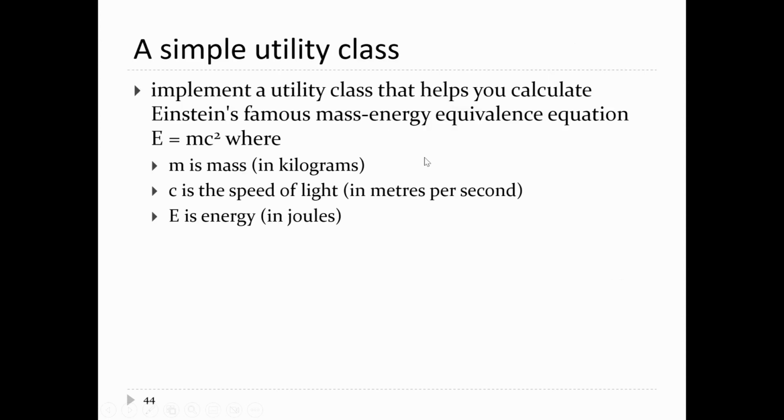Okay, so let's create an example of a utility class. This is a very simple class. It's got one field and one method. Utility classes are really easy to make. Everything's static. I want to make a utility class that helps you calculate Einstein's mass energy equivalence formula. So E equals mc squared. M is your mass in kilograms. C is your speed of light in meters per second. And E is the amount of energy in joules.